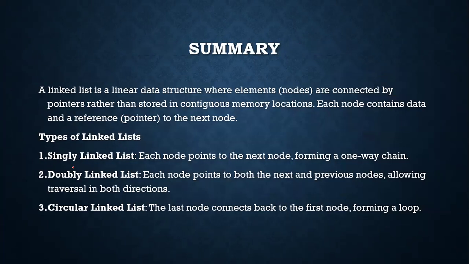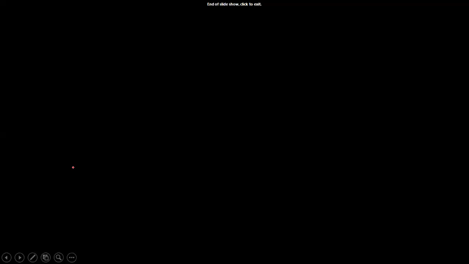Okay, but in summary, a linked list is a linear data structure where elements, which are nodes, are connected by pointers rather than stored in contiguous memory allocations. Each node contains data and a reference, also known as a pointer, to the next node. The types of linked lists are singly linked lists, where each node points to the next node, forming a one-way chain; doubly linked lists, where each node points to the next and the previous nodes, allowing traversal in both directions; and circular linked lists, where the last node connects back to the first node, forming a loop. All right, I think that's all.